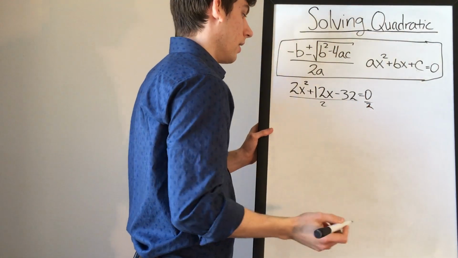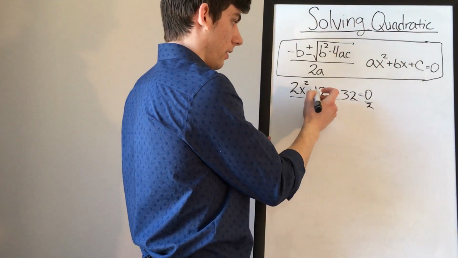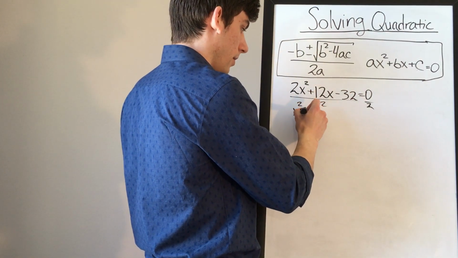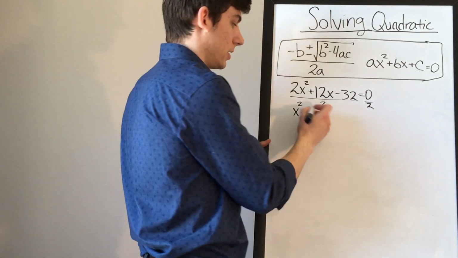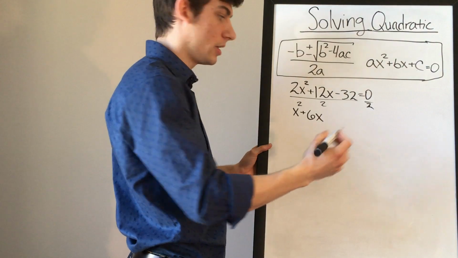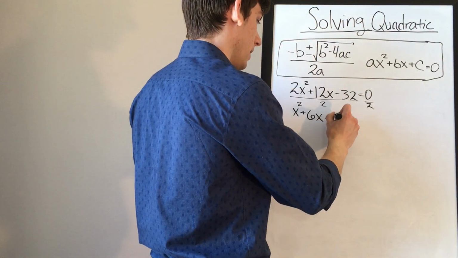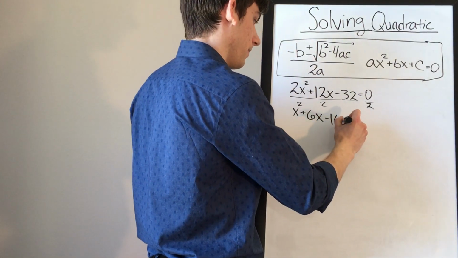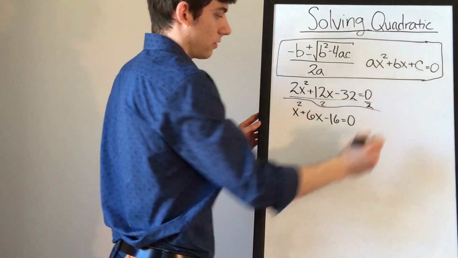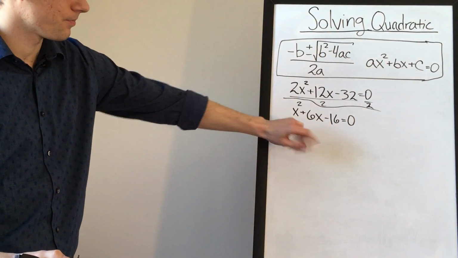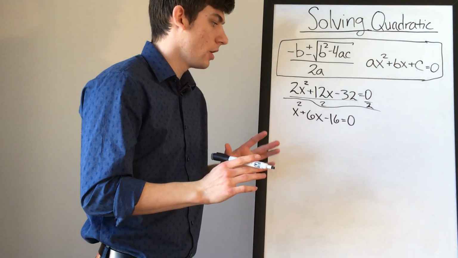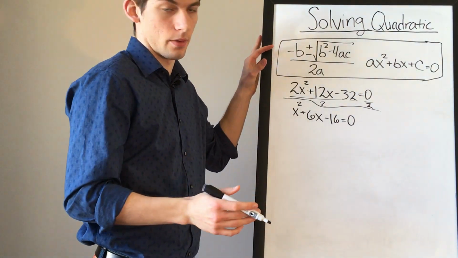So what do we get? 2x squared divided by 2 is just going to leave us with x squared, plus 12x divided by 2, so just plus 6x, and minus 32. So negative 32 divided by 2 is negative 16, equal to 0 over 2, so still 0. Okay, so we're here. Let me just divide this off a little bit. From here, let's use, again, the quadratic formula.